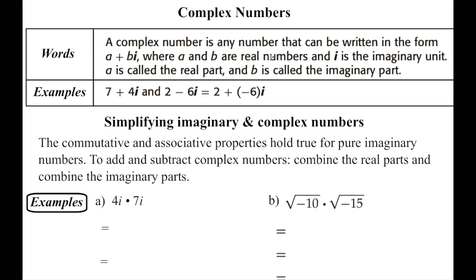So in words, I've defined for you what a complex number is. Anything that can be written in this form, a plus bi. A is the real part, bi is the imaginary part. And some examples of what they look like.